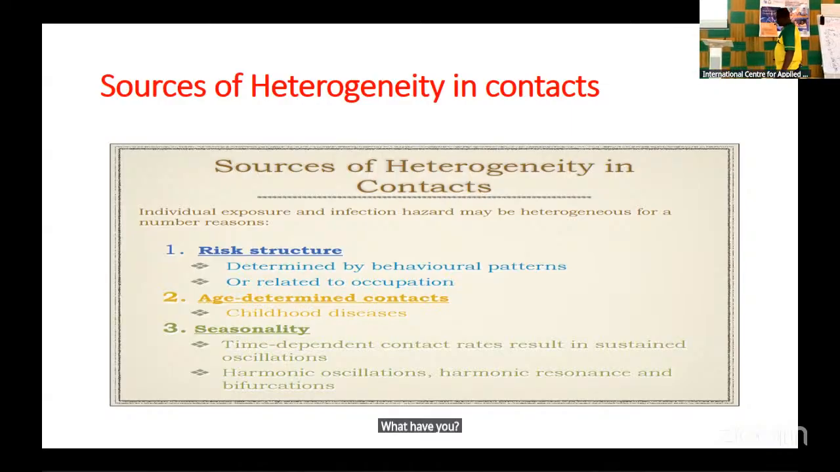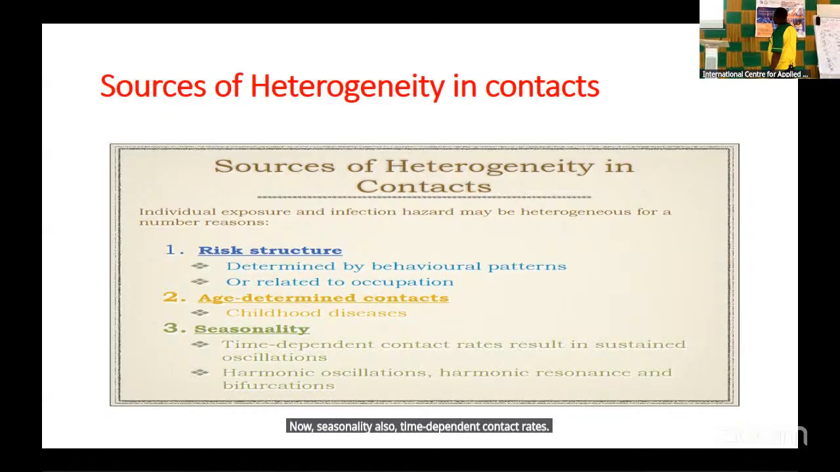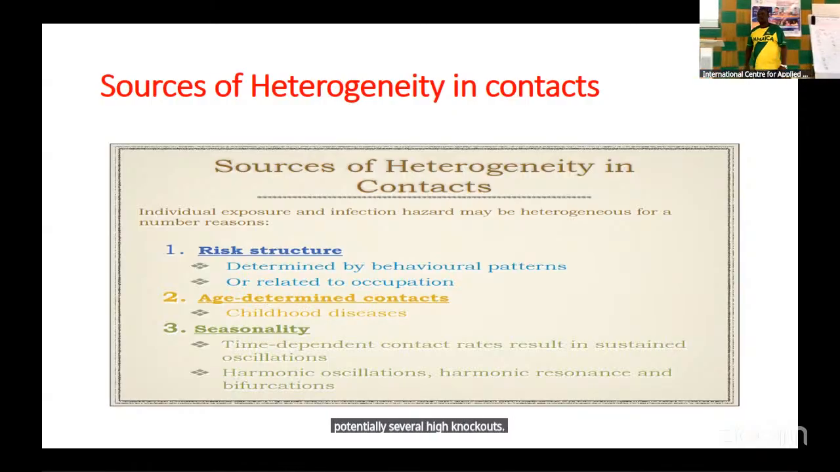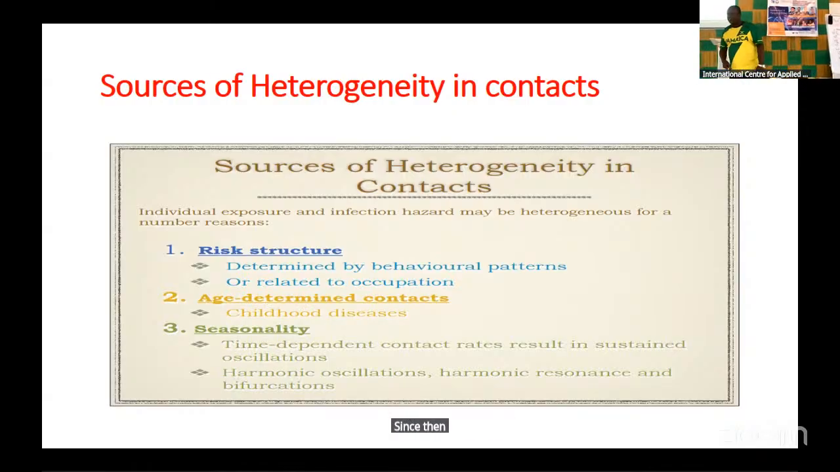Now, seasonality also: time-dependent contact rates result in sustained oscillation. You find out that we are having a systematic peak of infection at certain times of the year. Now, what is causing that? When we are having this peak, maybe in April every year, April 2024, April 2025, April 2026, 2027, like that. That is seasonality, or, to go more mathematical, periodicity.